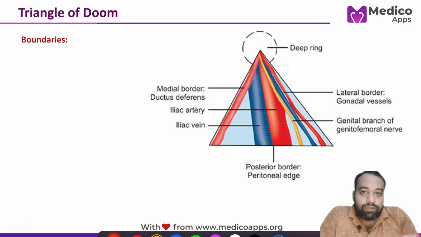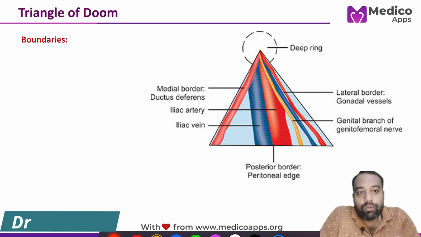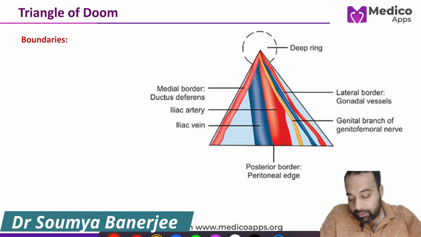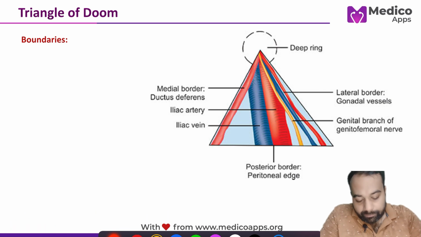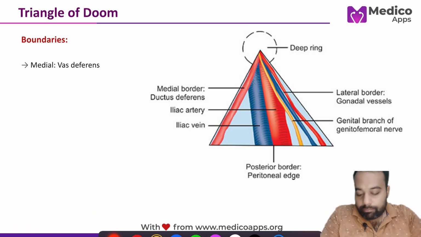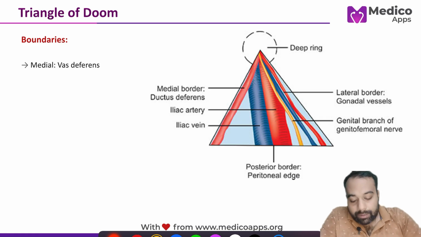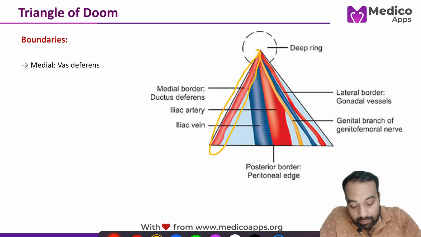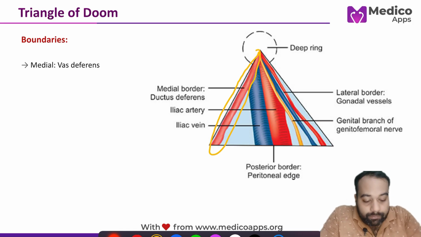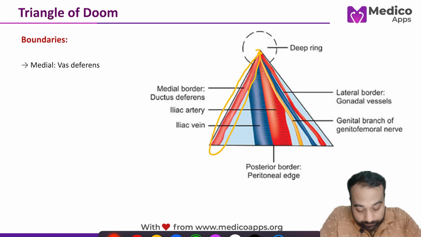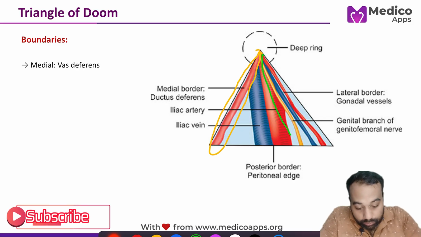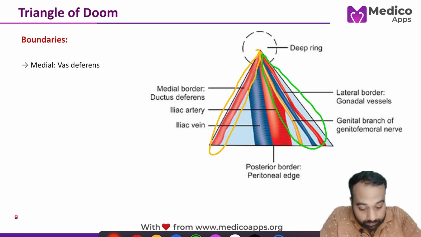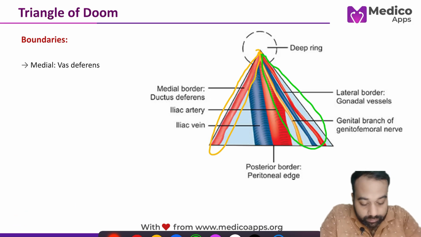So just to avoid these devastating side effects, we do need to understand the importance of these two triangles. Let's start with the triangle of doom. You can see in this image, the boundaries of the triangle of doom: the medial boundary is formed by the vas deferens, so this one is your vas deferens. Then comes the lateral boundary, which is the gonadal vessels in that case.